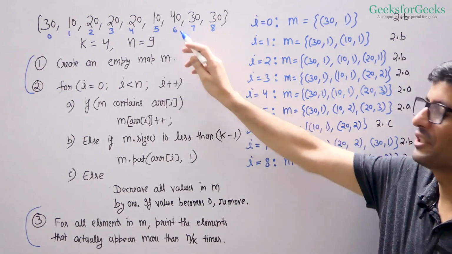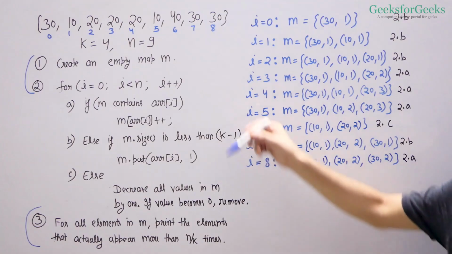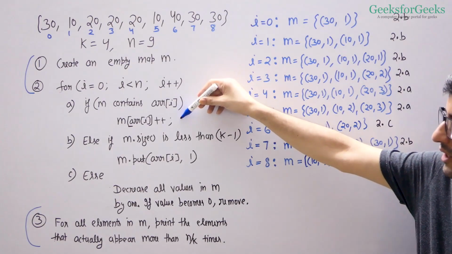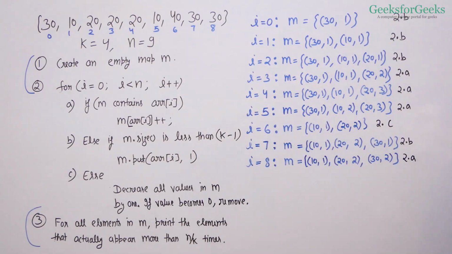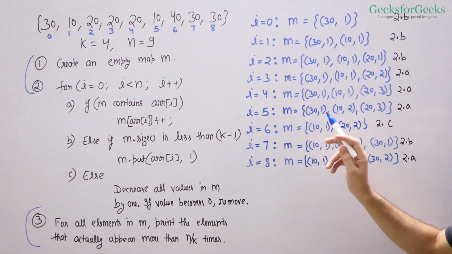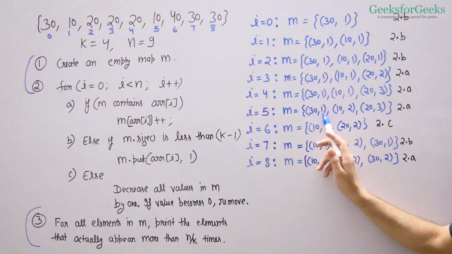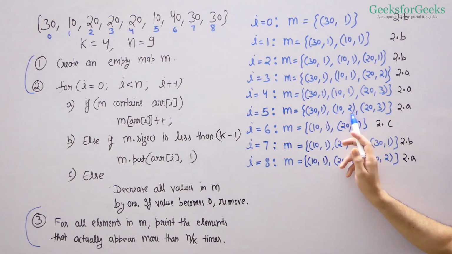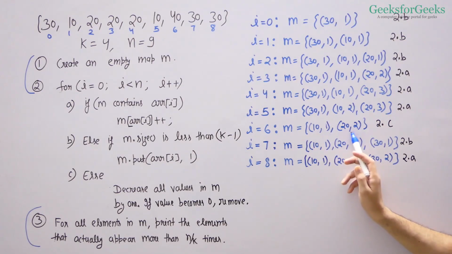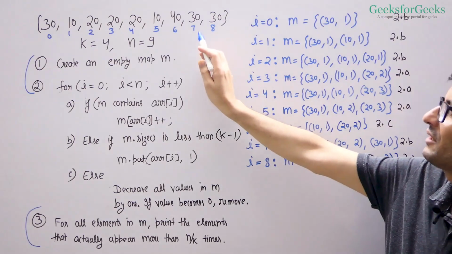Now we come to 40. And this is the case which is neither case A nor case B, because 40 is not present and the map is full. So what are we going to do? We are going to decrease the frequencies of all the elements by 1. So this becomes 0, so we are going to remove it. This becomes 1 and this becomes 2. That's our new map.